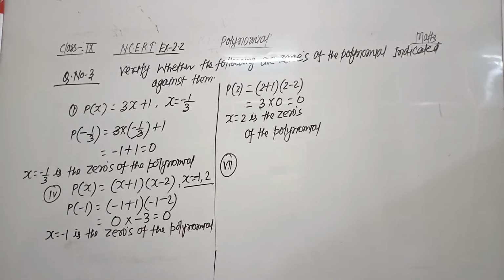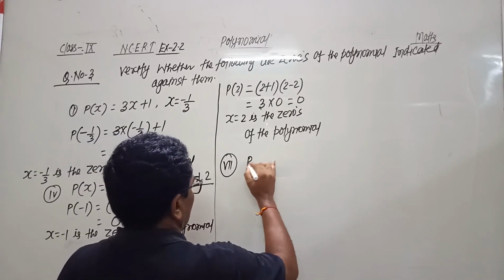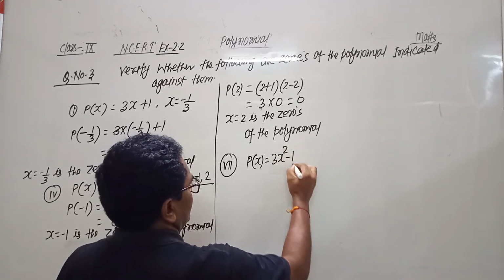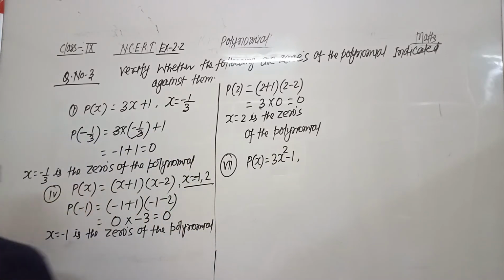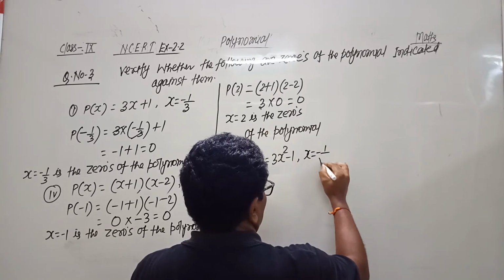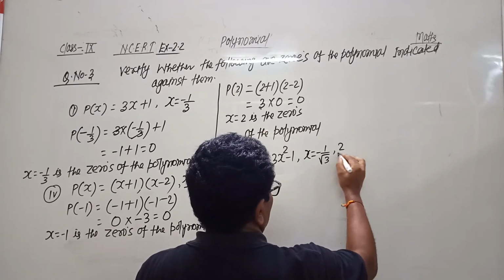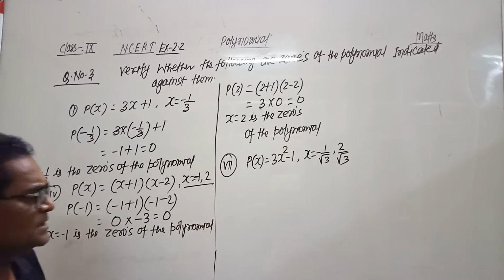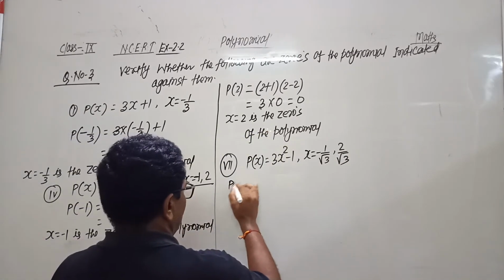Let us see part 7. In this we are given p(x) equals 3x square minus 1, and the values of x are given as minus 1 by root 3 and 2 by root 3. First we will put the value of x equals minus 1 by root 3 in the given expression.